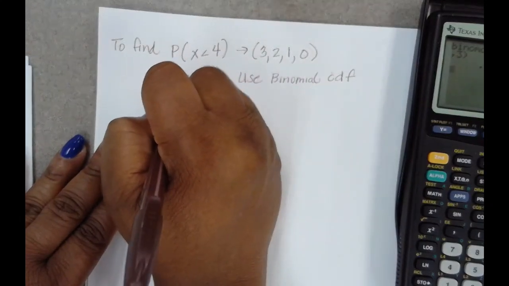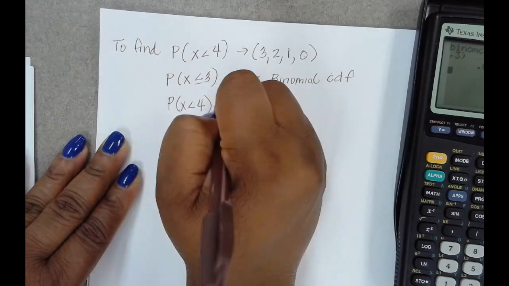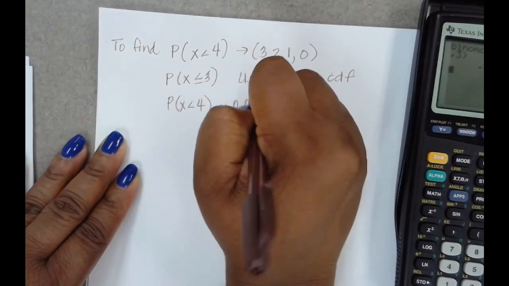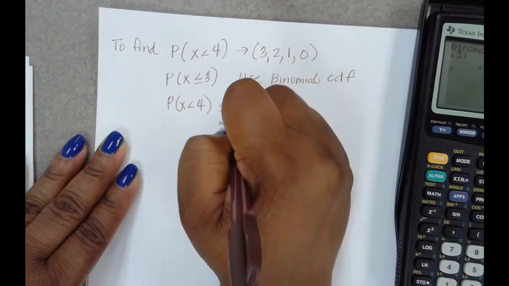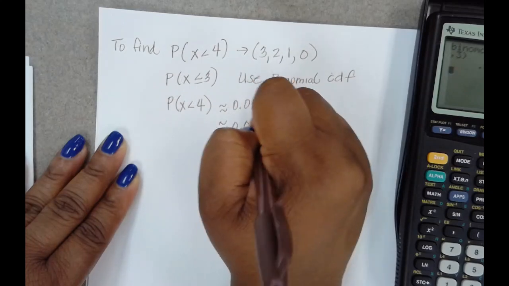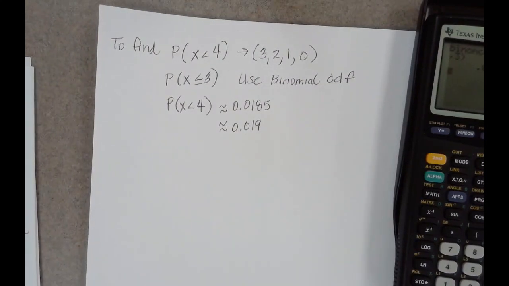So P of X is less than 4, approximately 0.0185. That rounds to 3 numbers after the decimal as 0.019. Okay. All right.